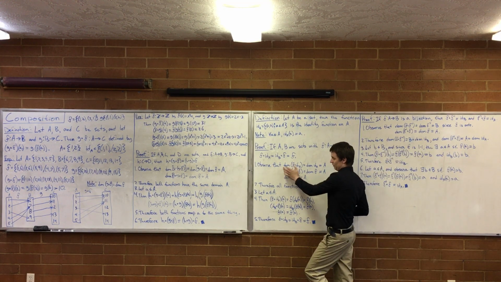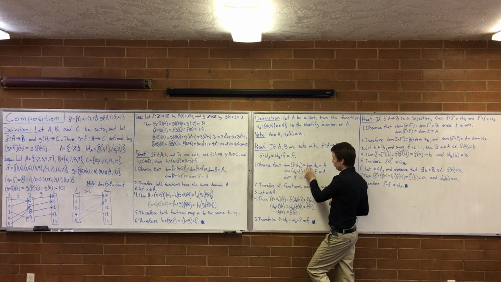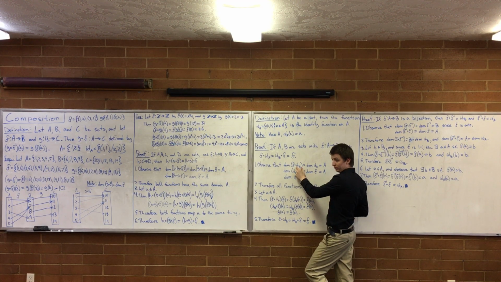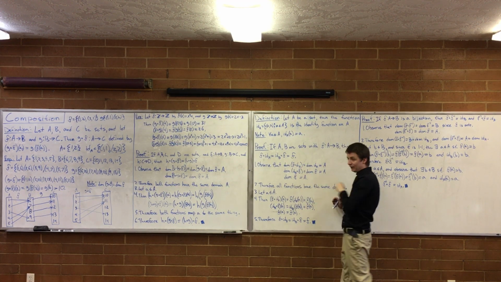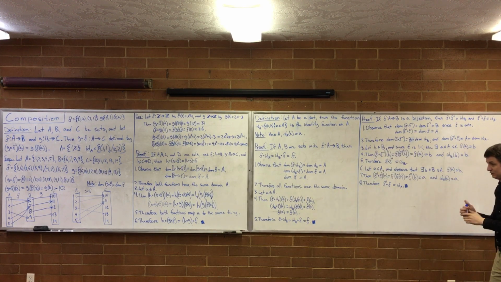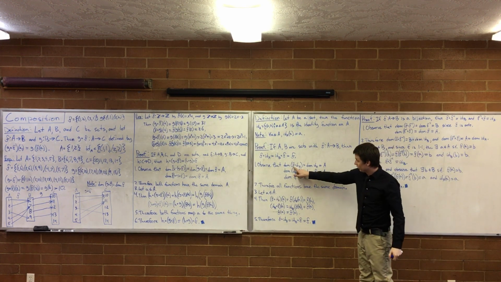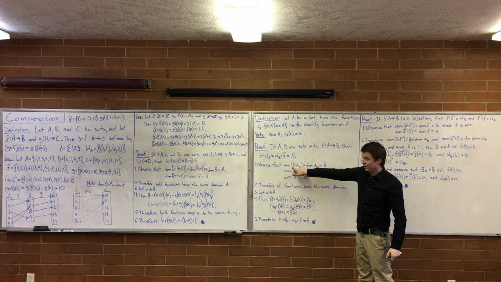The domain of the composition of two functions is equal to the domain of the right-hand function. Yeah, the identity on A is a function. It's a set of ordered pairs mapping each element in A to itself. That make sense? Okay. So f composed with the identity on A, take the domain of that.